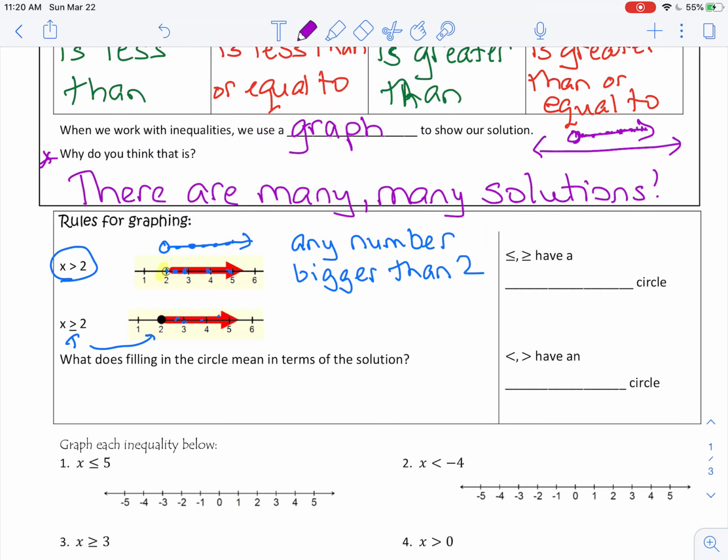Now on the bottom, I'm going to change colors here because it's different. The bottom one says x could be greater than 2, but it also can be equal to 2. So this means that we have 2 and all numbers bigger than 2. I should say all instead of any. Okay, guys, it's hard to write on here.